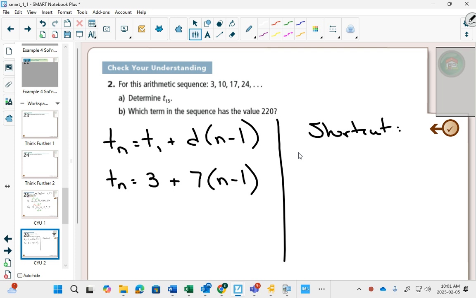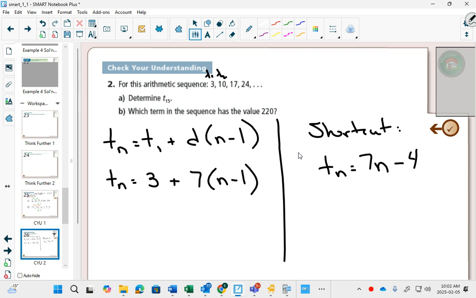The shortcut would say, I know my slope is 7, so my formula is going to have a 7n. What would make it work? Pick any one of them. If you pick the first one, when n is 1, because if this is term 1, n is 1. This is term 2, n is 2. If I pick term 1, I get 7 times 1, which is 7. I want it to equal 3. What would I have to do to make it equal 3? Minus 4.